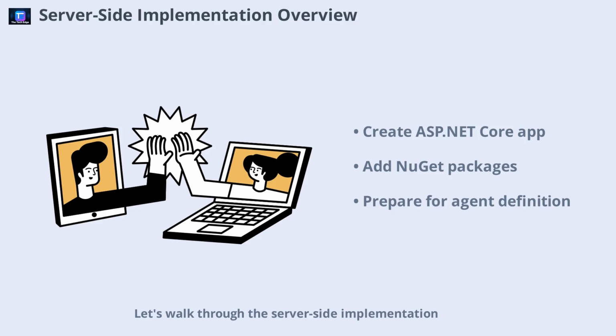Imagine you're building a study assistant agent that helps students plan their study schedules. The first step is to create a starter ASP.NET Core app and add the necessary NuGet package references. These packages include Azure.AI.OpenAI, Azure.Identity, Microsoft.Agents.AI.Hosting.AGUI.AspNetCore, and Microsoft.Agents.AI.OpenAI. With these in place, you're ready to define your AI agent and expose it via AGUI.